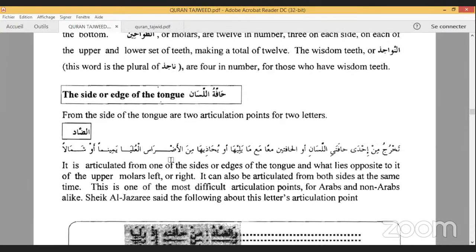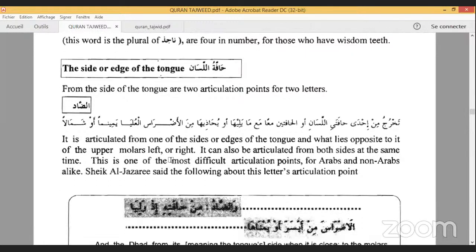حافة اللسان, the side of the tongue, has 2 articulating points for 2 letters. It is articulated from one of the sides or edges. We say side or edge of the tongue, and what lies opposite to it of the upper molars, left or right. It can also be articulated from both sides at the same time. This is one of the most difficult articulation points.